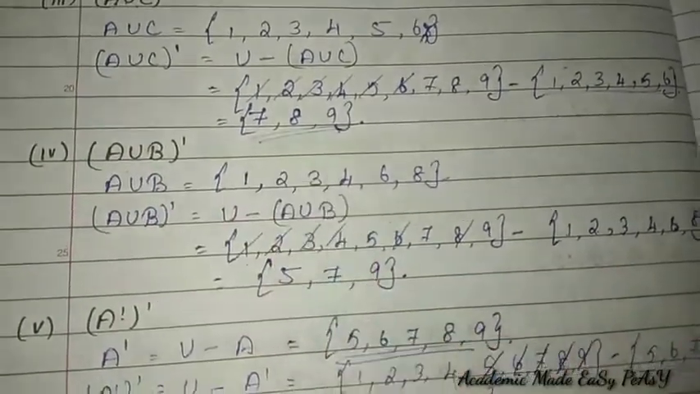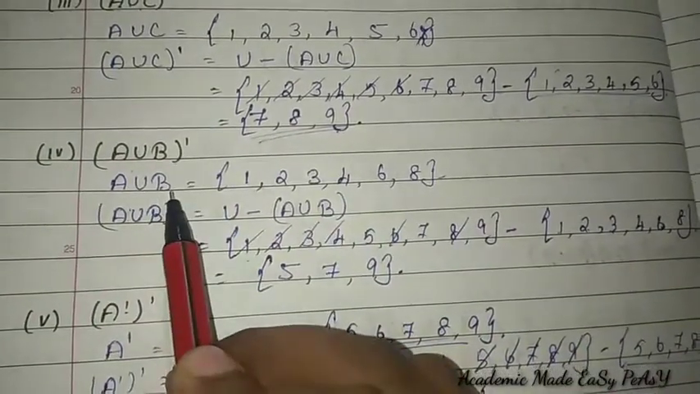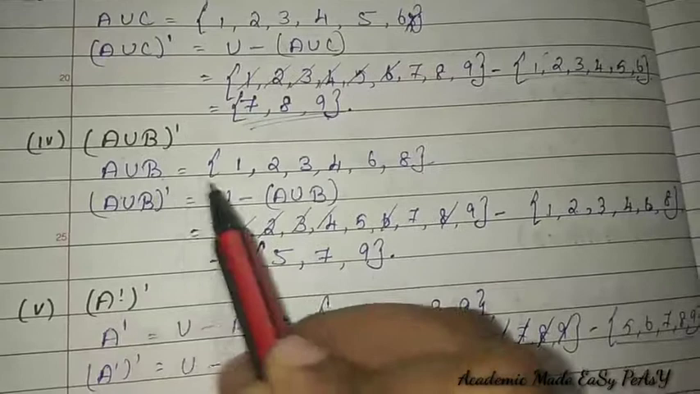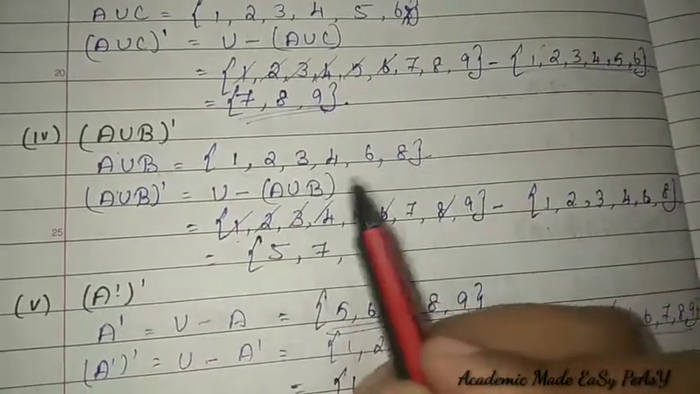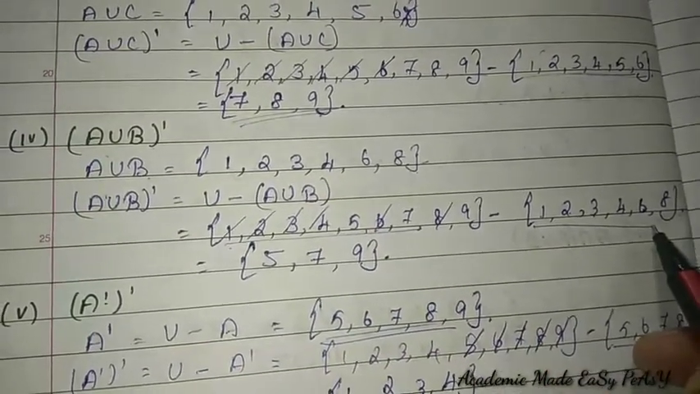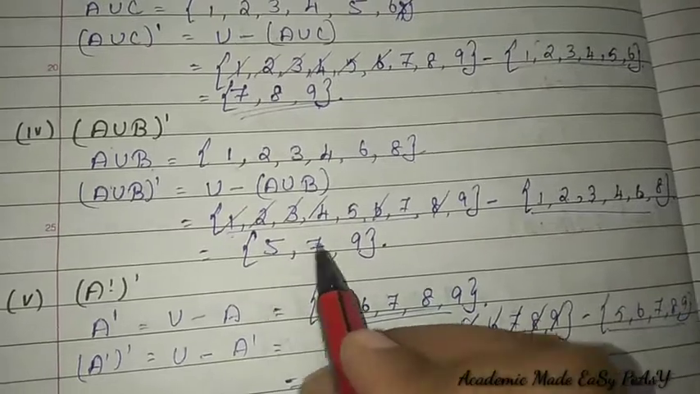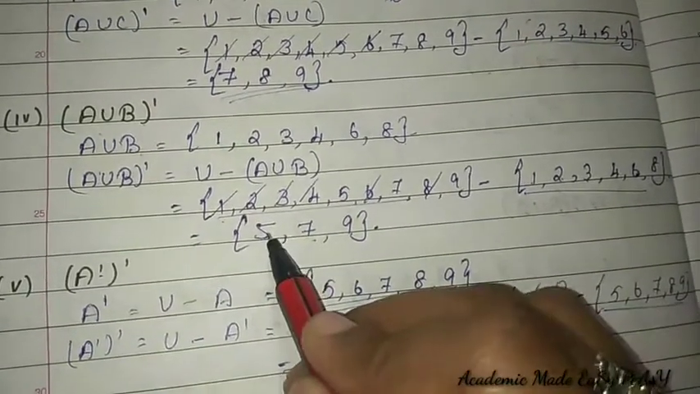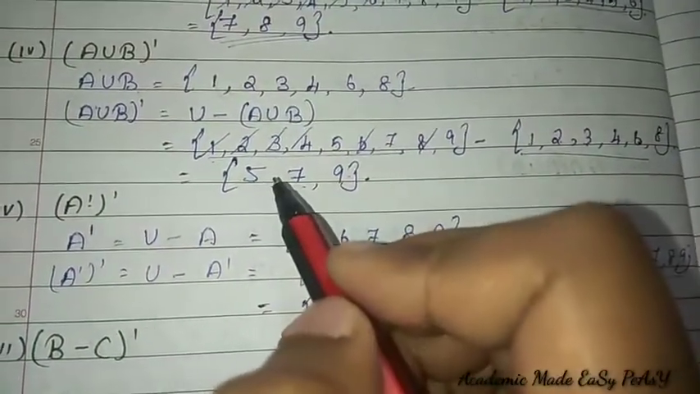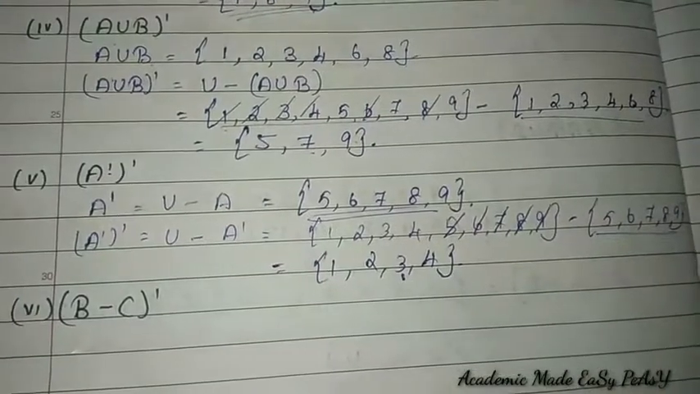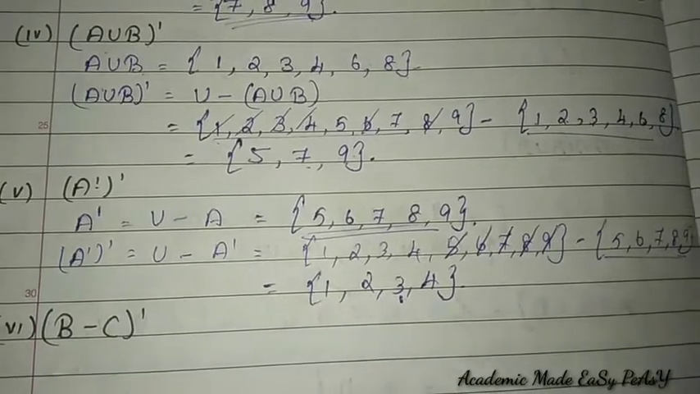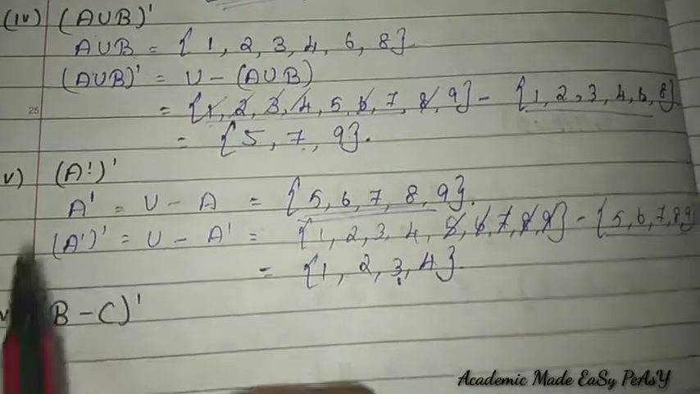Next, A union B the whole dash. A union B I found first, so that I had 1, 2, 3, 4, 6, 8. Then A union B the whole dash means it is U difference A union B. So this is my set U and this is my set A union B. Now I have found the difference for this, so therefore it is 5, 7, 9. Difference I have already taught you in the previous exercise. If you have any doubts, go and watch that video. I will attach that link in the description box.